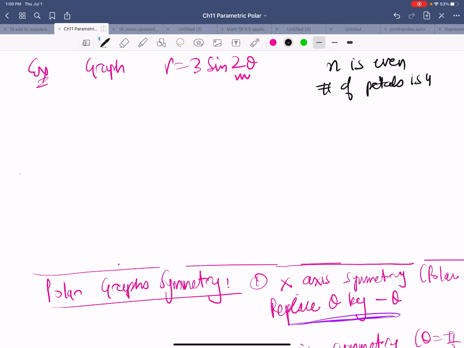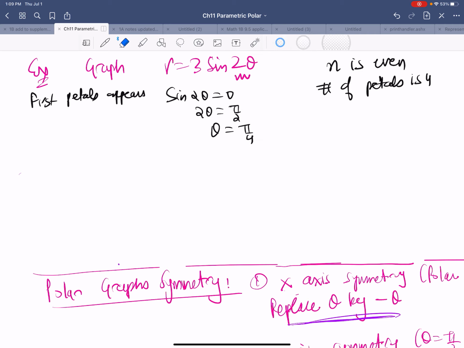The first petal appears whenever sine 2 theta is equal to 1. Oh, my bad, 2 theta is equal to 1, not equal to 0. Sorry about that. Sine 2 theta takes on the value 1 when 2 theta is pi over 2. So theta becomes pi over 4, and the first petal appears along pi over 4.